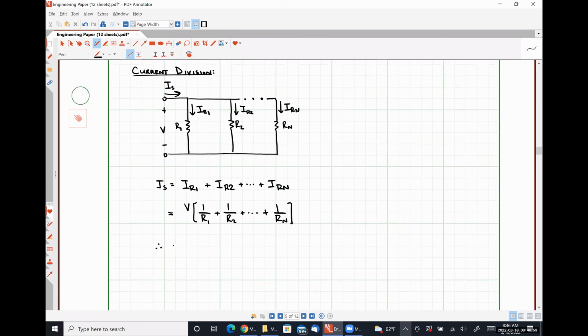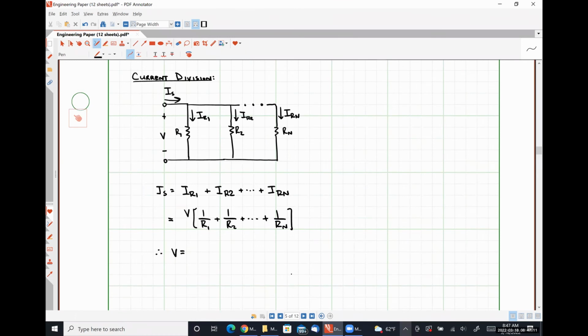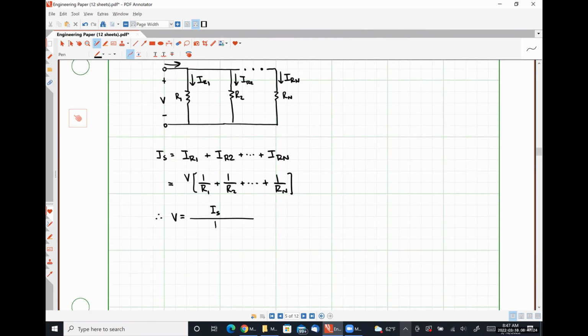And I can rearrange and find that my common voltage V is just IS divided by 1 over R1 plus 1 over R2 all the way out to 1 over R sub n. Let me just double check my algebra here. I'm just dividing both sides by that combination of the reciprocals of resistors. We all okay with this?